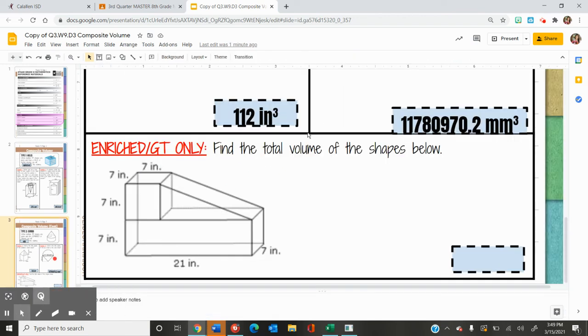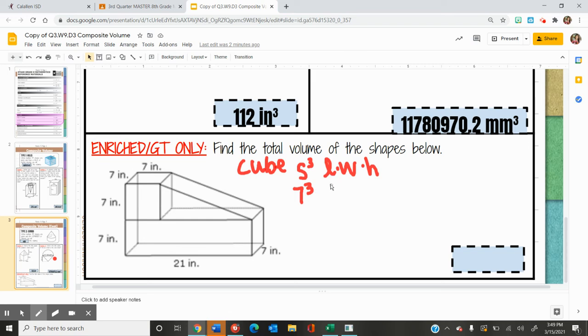for the cube, it's going to be the same as a rectangular prism, which would be length times width times height. Or you can just take one side to the power of 3. It's either or. So here on this cube, all sides are 7. So this would either be 7 cubed, or 7 times 7 times 7, which is length times width times height.